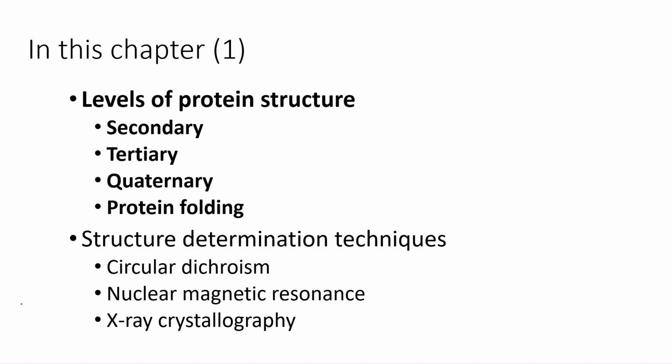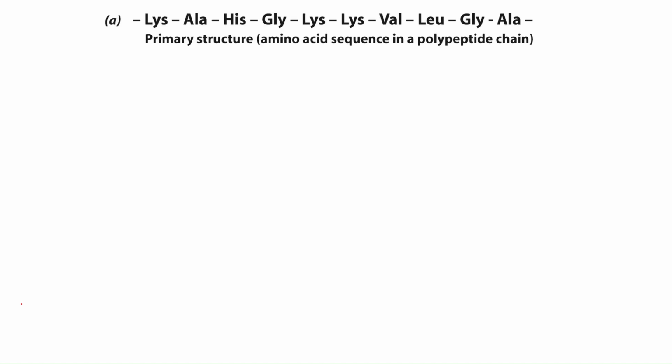In the second part of this chapter, we'll learn more about structure determination techniques, including circular dichroism, nuclear magnetic resonance, and X-ray crystallography. But first, let's start with the different levels of protein structure.